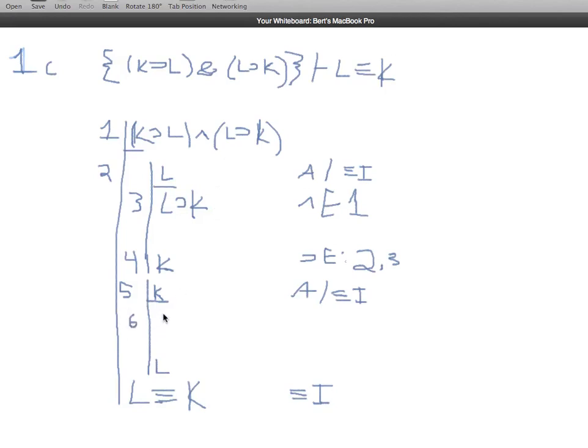So we can go if K, then L, from line 1 using conjunction elimination. And then we just use conditional elimination to get L. So we use conditional elimination from lines 5 and 6.